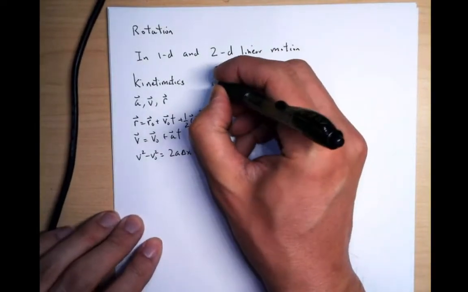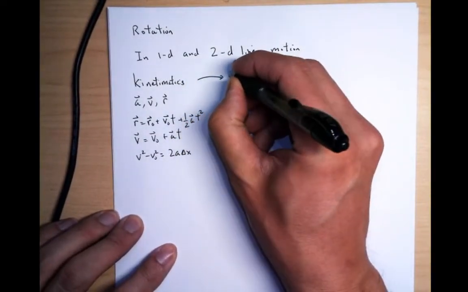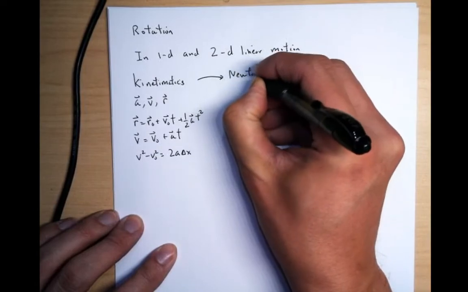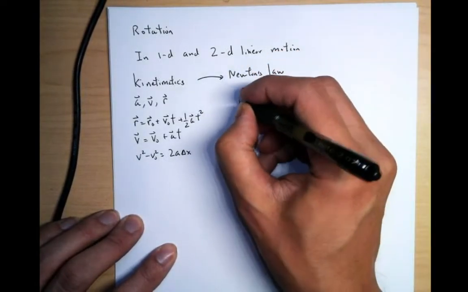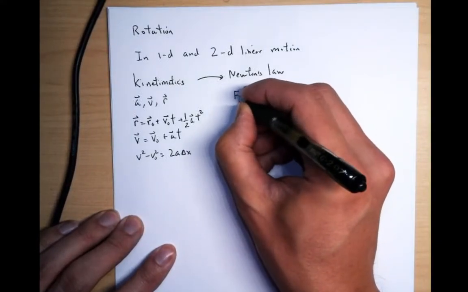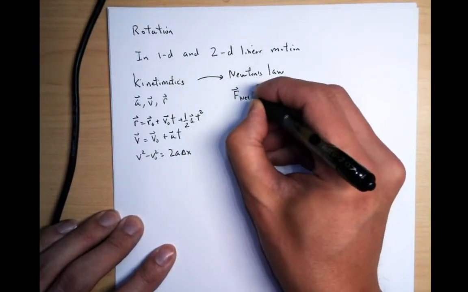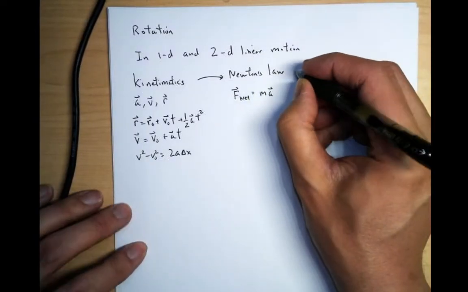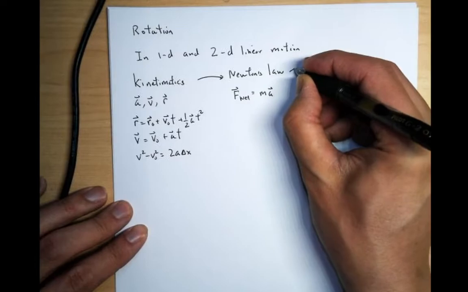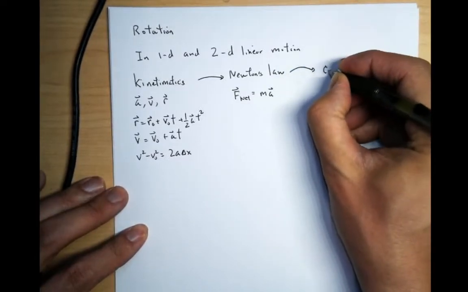And now, we then moved on to Newton's laws, right? So second law, actually. This is F net is equal to the mass times acceleration. And then you could solve a lot of things using that, but then finally we moved on to conservation laws.